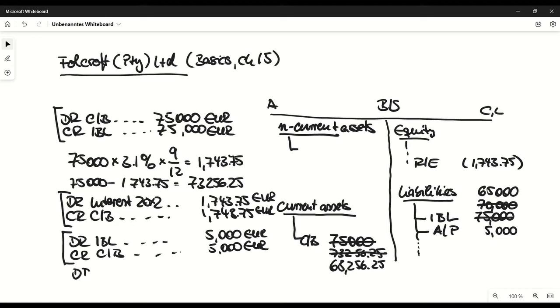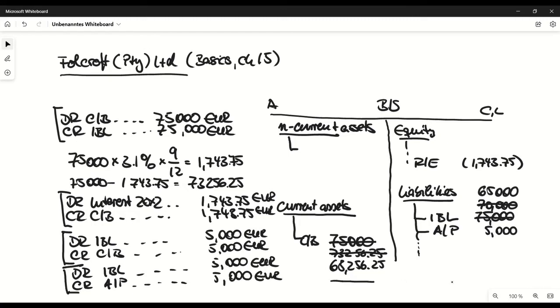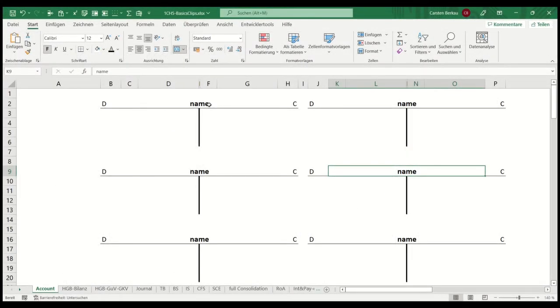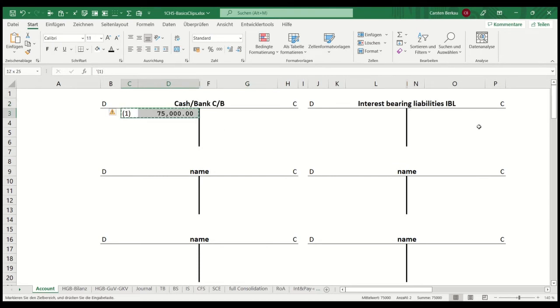I make the bookkeeping entry. There's a debit entry in the interest-bearing liabilities account, 5,000. And a credit entry is now recorded in the accounts payables, which is for the short-term payoff in the next accounting period. The total on both sides should be the same. I make the initial bookkeeping entry in cash bank and interest-bearing liabilities. So debit entry cash, credit entry in the interest-bearing liabilities account.